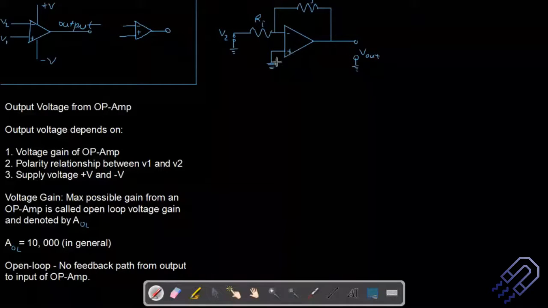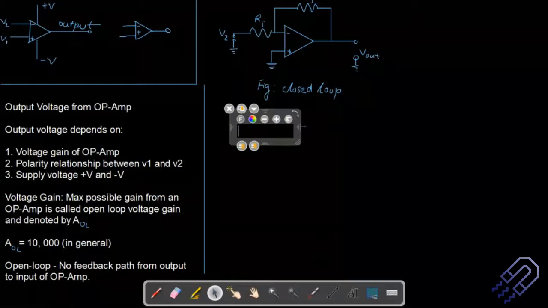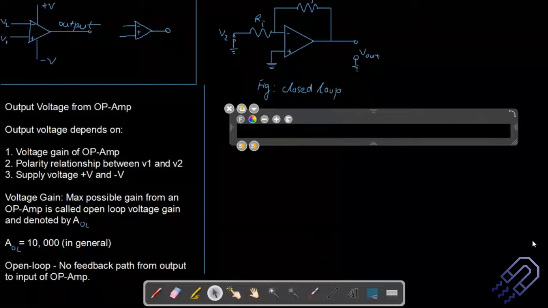So V1, there is no input, this is 0, and we have a signal at this particular input. This is basically a closed loop. Let me label this figure: this is an example of closed loop. A closed loop is something like this. So you understand now what an open loop is all about. Maybe I can write down a few points here for the closed loop gain.